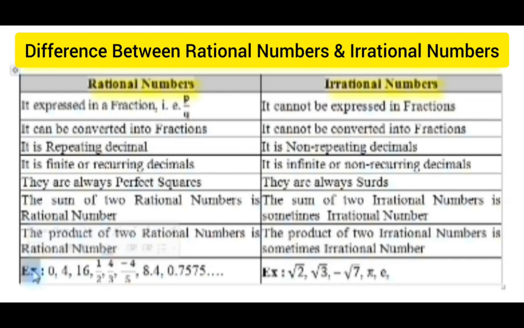Examples of rational numbers: 0, 4, 16, 1 upon 2, 4 upon 3, minus 4 upon 5, 8.4, 0.7575 continuing. Examples of irrational numbers: root 2, root 3, minus root 7, pi, e.